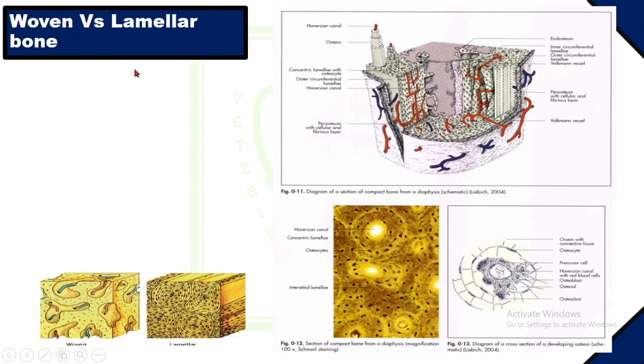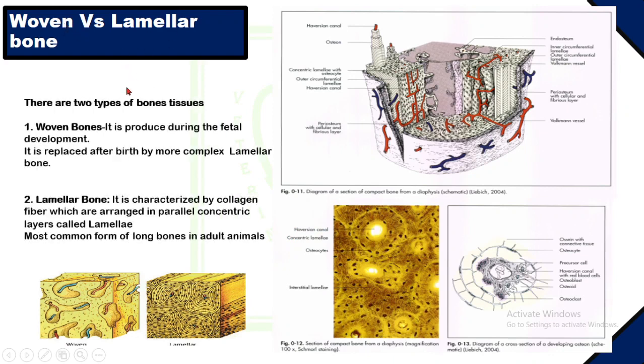Woven and lamellar bone. The bones which are developed in embryonic life are called woven bones. These bones are replaced after birth by more complex lamellar bones. Lamellar bone is characterized by collagen fibers which are arranged in parallel concentric layers called lamellae. Lamellar bones are the most common form of long bones in animals. In the picture, woven bone and lamellar bone have concentric rings, and this is the structure of bone which we discussed in our last lecture.